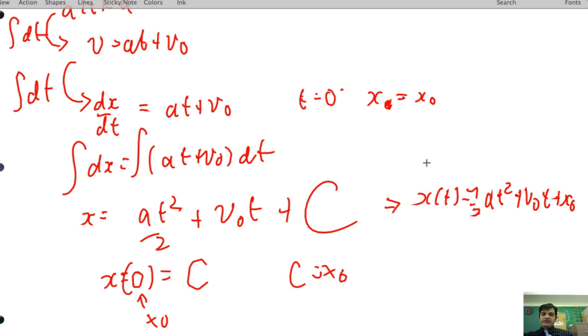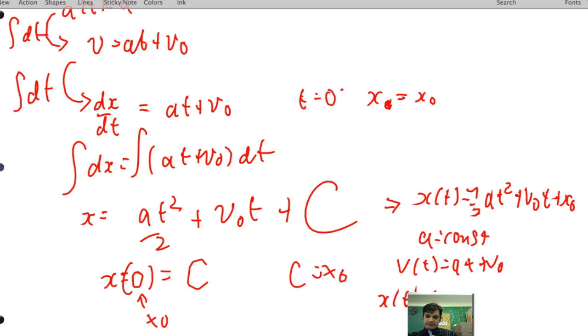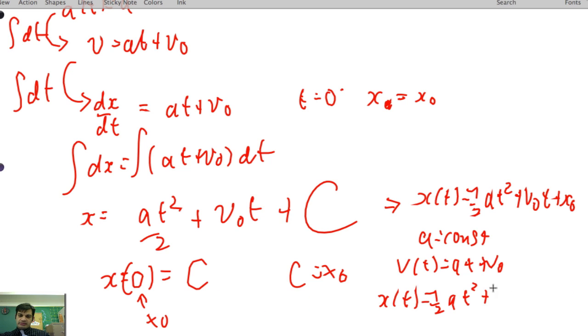So this gives us two formulas. If my acceleration is constant, v of t equals at plus v naught, and x of t equals 1/2 at squared plus v naught t plus x naught. I did this really quickly, and I'm going to give you one more formula. If you isolate t here and then substitute for t into this formula, you'll get a third formula, v squared equals v naught squared plus 2a delta x.